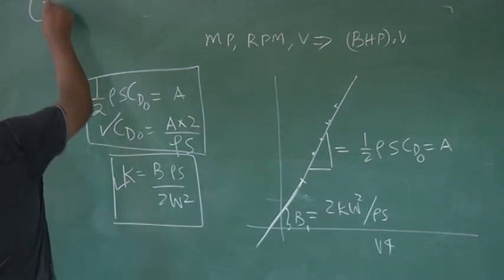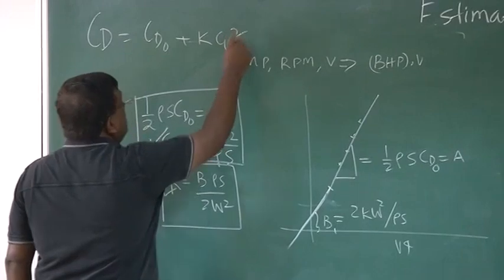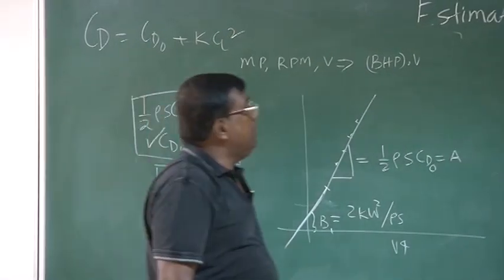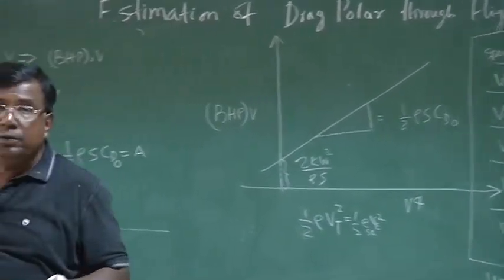So you postulate CD equal to CD naught plus K CL square. That is how you can estimate the drag polar through flight test. Is it not wonderful? Right?